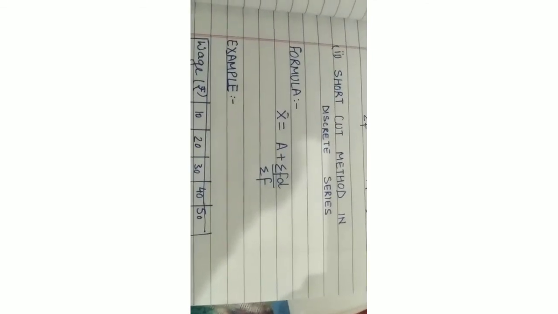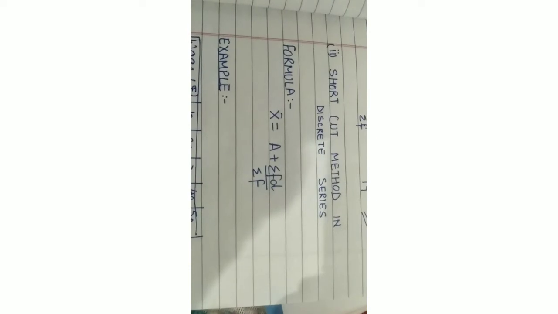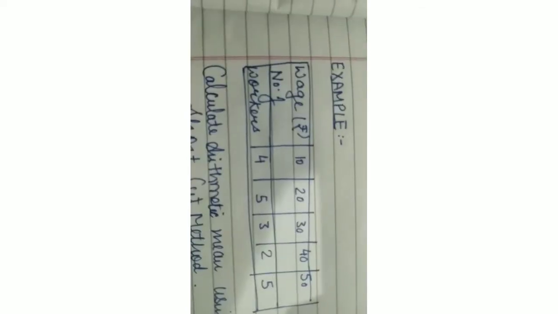Now let us understand finding mean in a discrete series by shortcut method. The formula gives mean equals to a plus sigma fd divided by sigma f. This means that here a is the assumed average, sigma fd is the sum of the multiple of frequency into the deviation, and sigma f symbolizes the total of the frequencies.